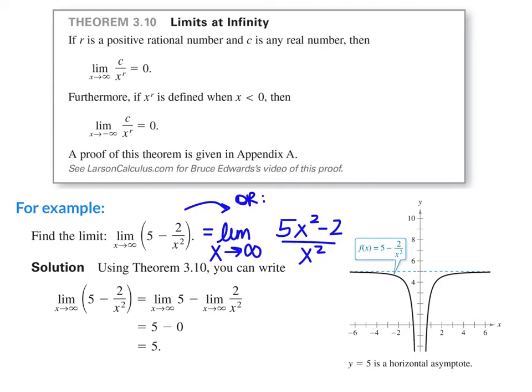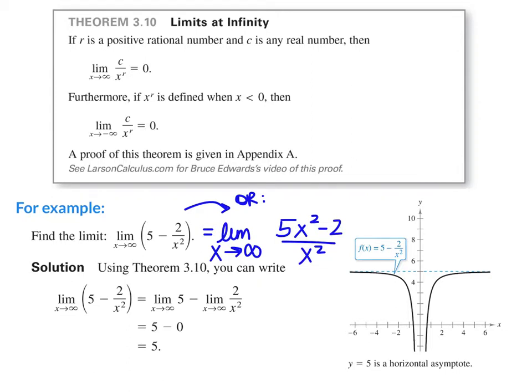So let's say I have an example where the limit as x approaches infinity of this function here, 5 minus 2 over x squared. You can always rewrite it like this and look for the horizontal asymptote, so that's an n equals m rule, so y equals 5 over 1. That's your horizontal asymptote. You could look at it graphically as well.